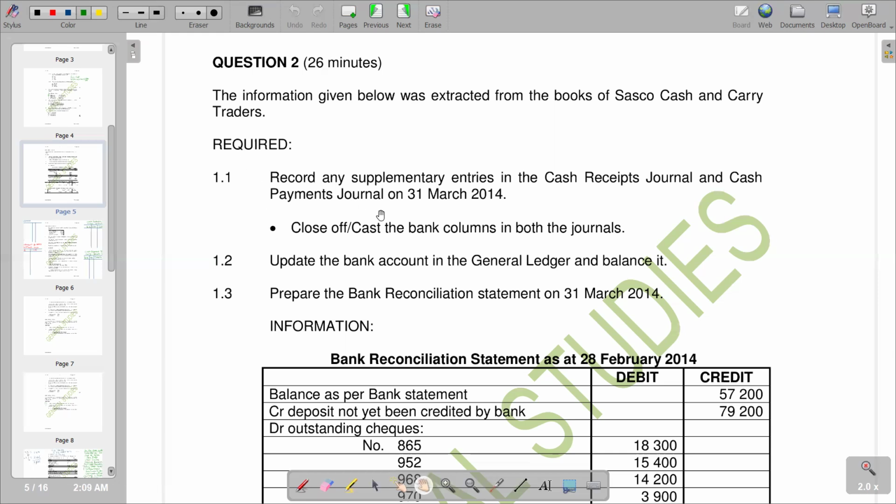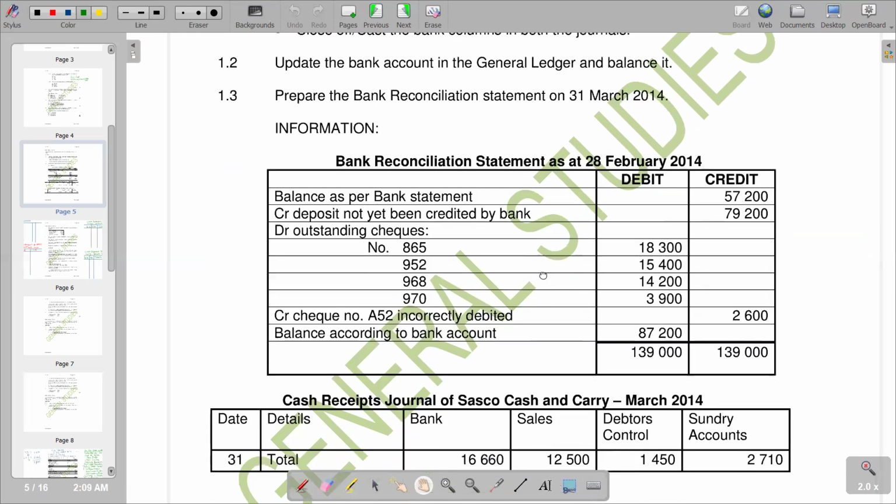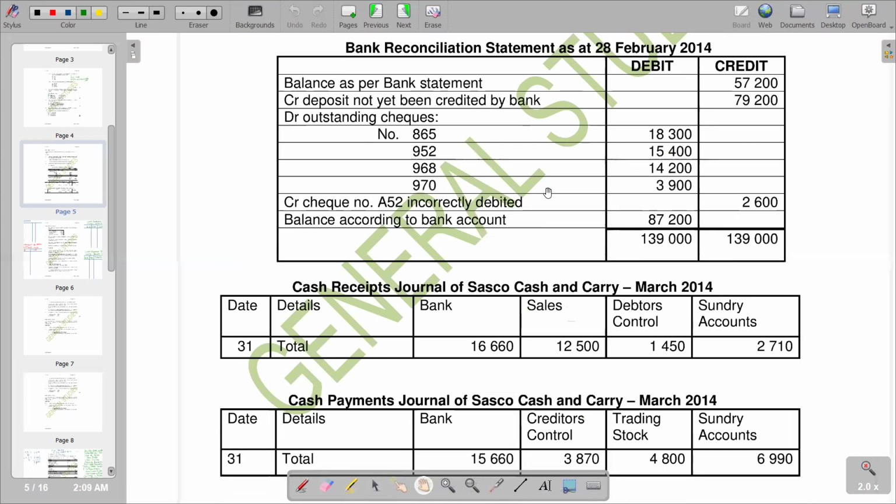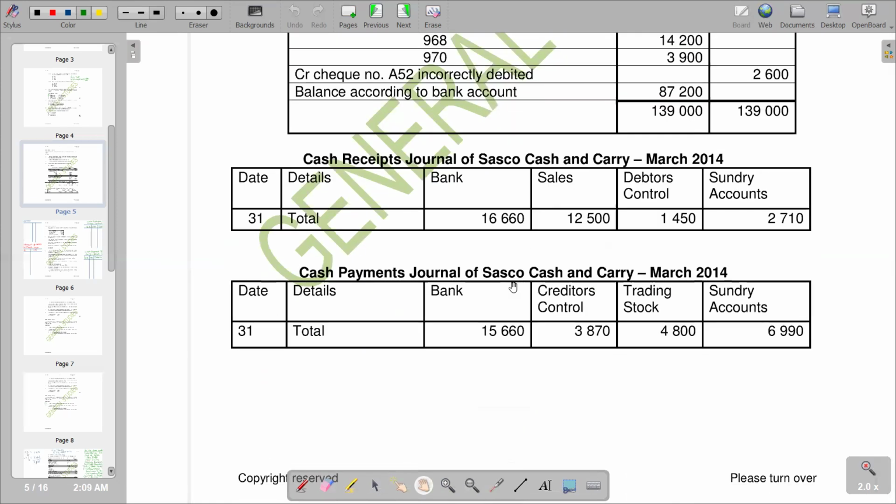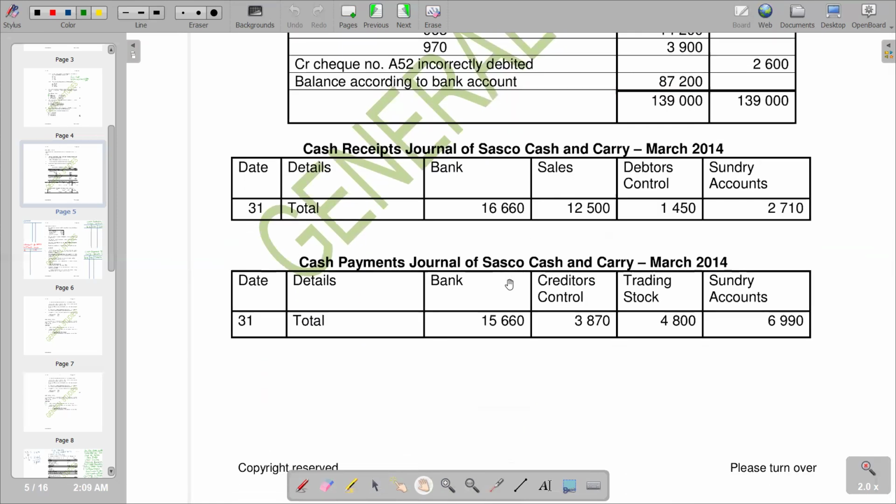Let's take note that the current document that we are preparing is for the period ending 31 March 2014. So it means 20th February 2014 is for the previous period. So we go down. You'd see that we are also given the cash receipts journal of Sasco Cash and Carry March 2014. So these are the balances that we're going to start with in our updated cash receipts journal and cash payment journal. So we also have the cash payment journal.